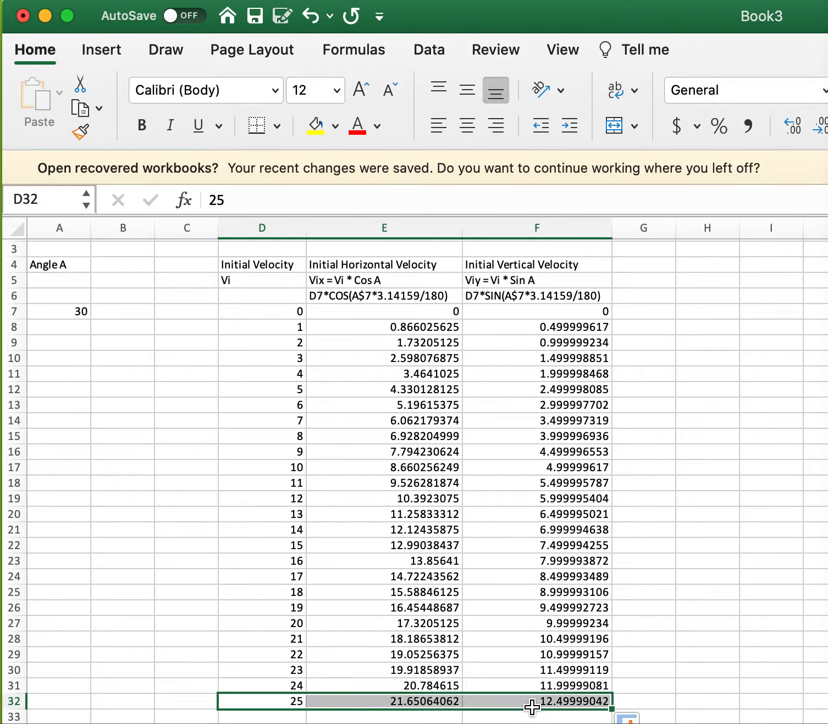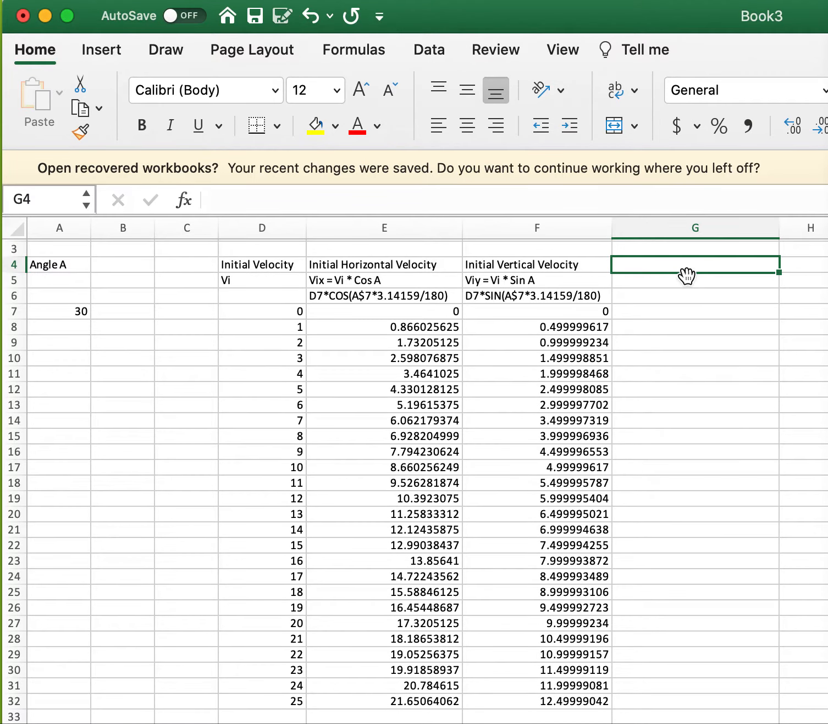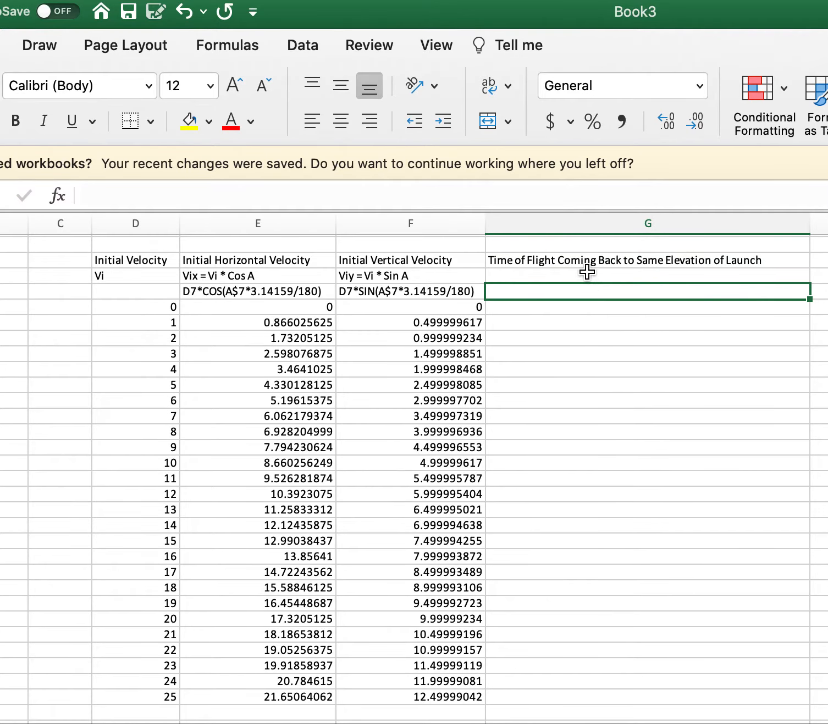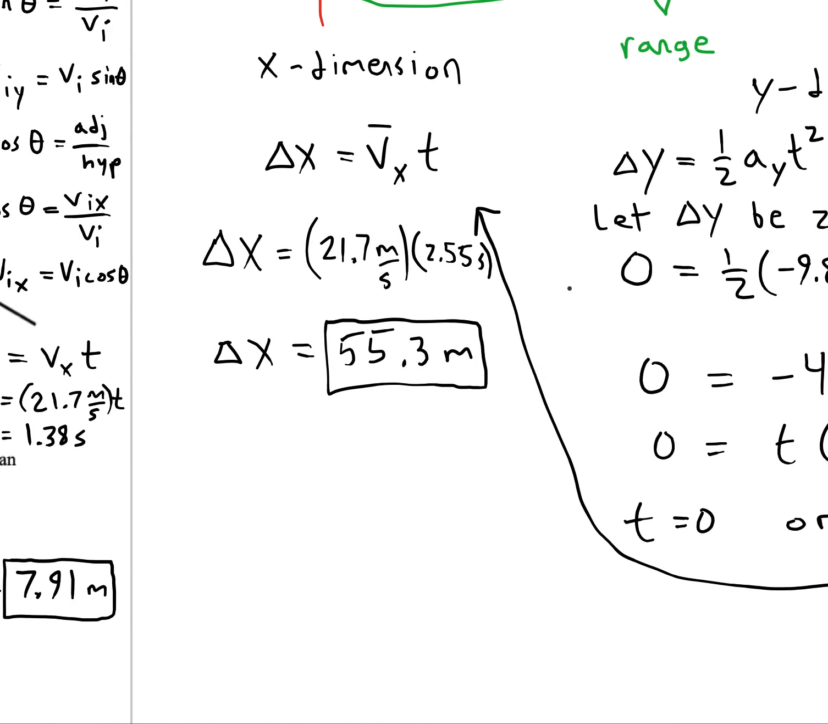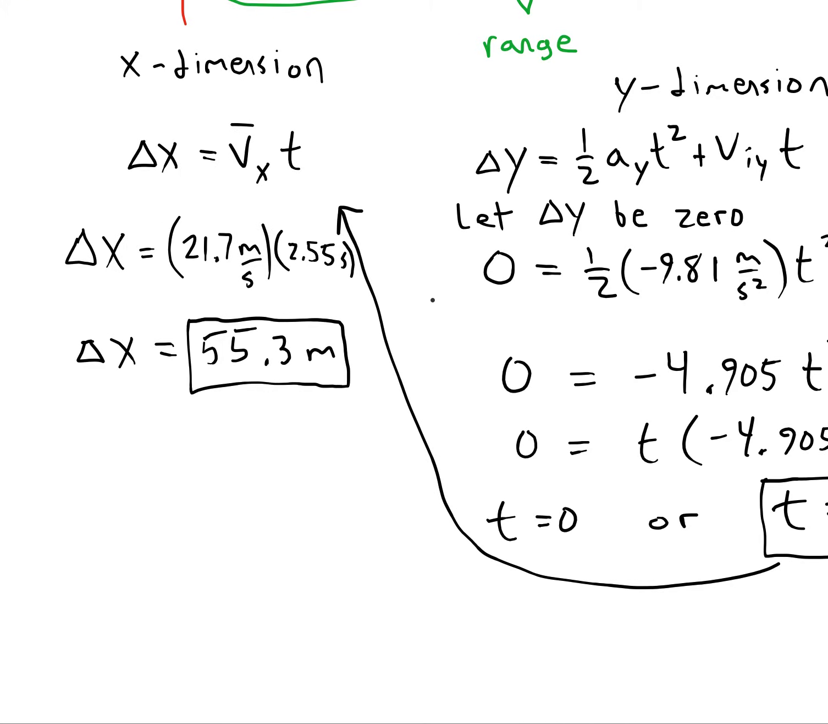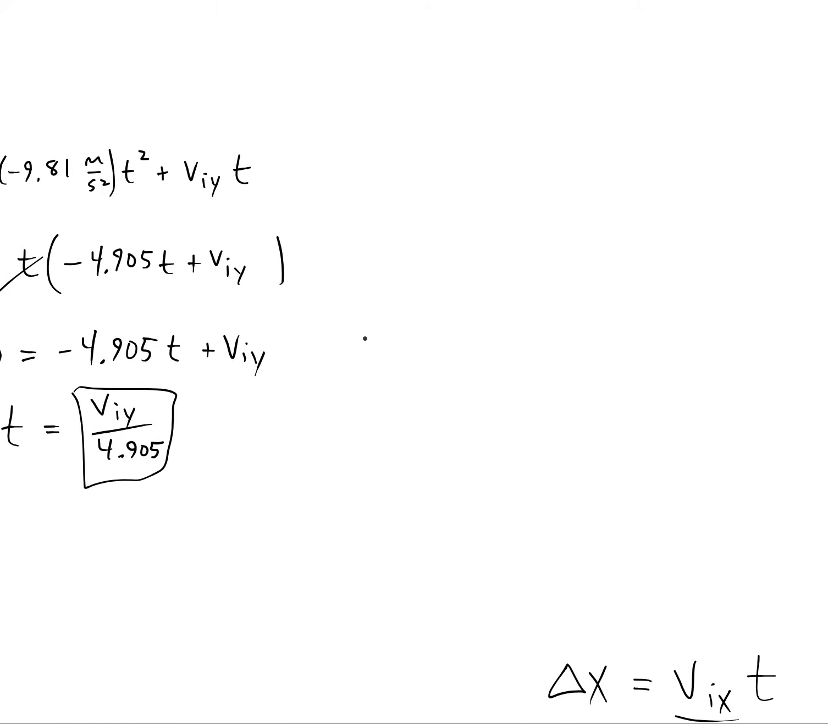So this last row is actually the row that we had used in the problem to show that it went too far, right? So now I want to make a new column for the time of flight. Alright, so we had worked that out in the past. And maybe we'll just do that calculation one more time just to remind us of how it went.